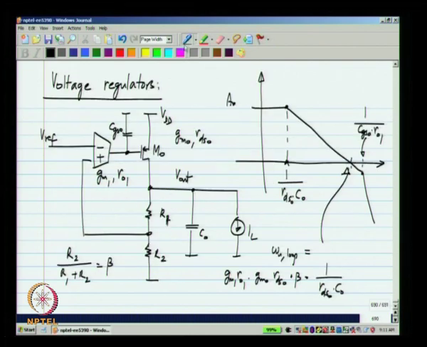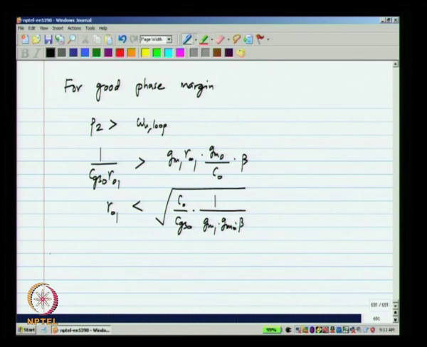So now, because the value of RO1 is limited, okay, we can only have a certain DC loop gain, okay. The DC loop gain is GM1 RO1 GM0 RDS0 times beta. And because the value of RO1 has an upper limit, we can only have a certain value of DC gain, which limits the DC load regulation. We saw that the load regulation basically is represented by the closed loop output resistance of this circuit, which is RDS0 divided by 1 plus DC loop gain. Now the DC loop gain will be limited because the output resistance of the amplifier RO1 has to be limited to a certain value. If that value becomes very high, the pole associated with CGS0 will move to low frequencies and the phase margin will be very poor, okay.